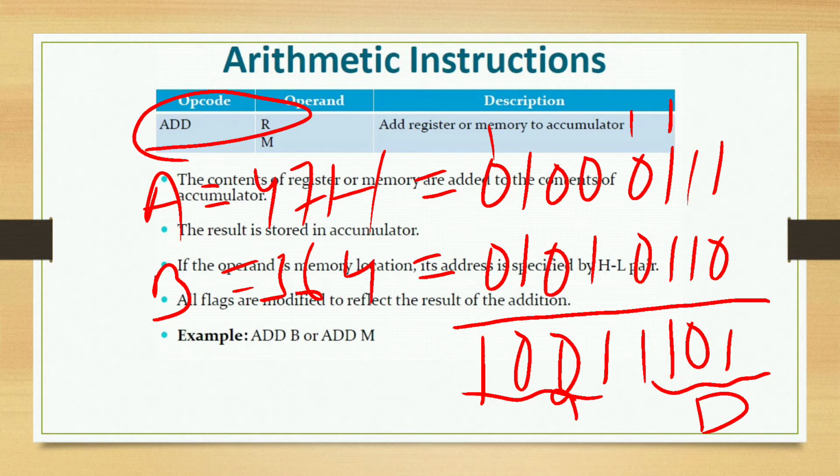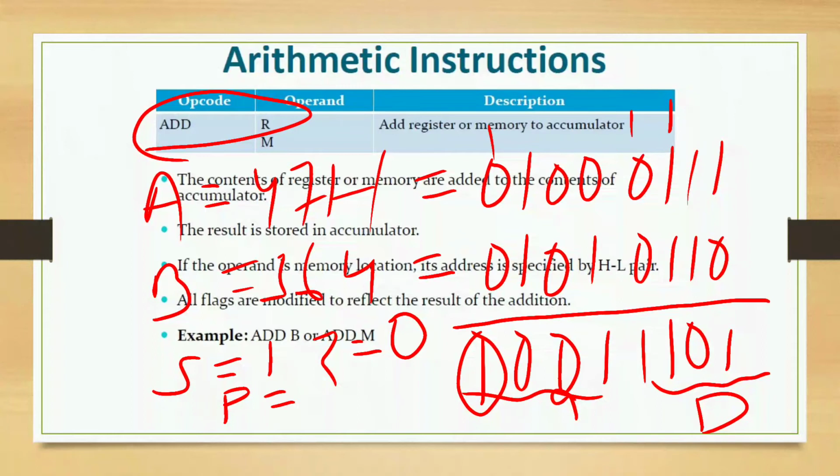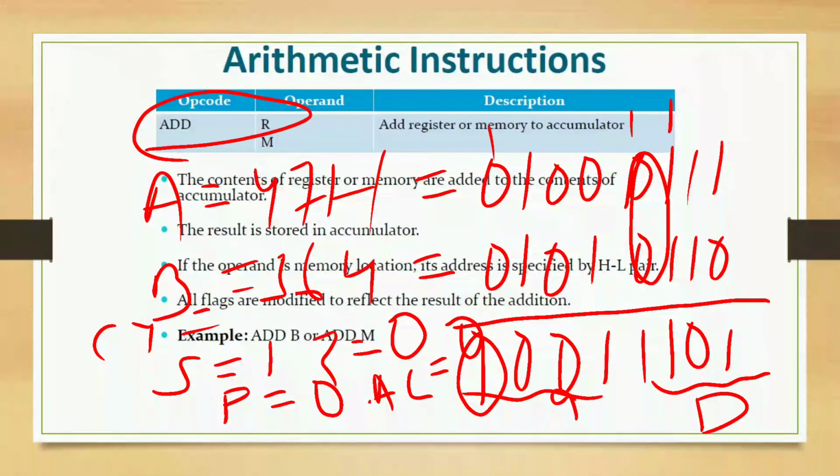Check the flag register. Sign flag is 1 because bit D7 is 1. Zero flag is 0 because result is other than 0. Now parity flag is 0 because odd number of ones is present in result. Auxiliary carry flag is 0 because in bit D3 the carry is generated, and carry flag is set to 0 because in bit D7 no carry is generated.